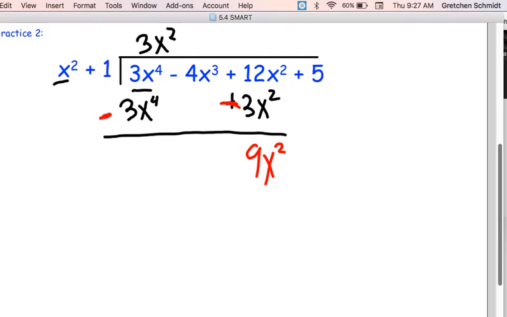And then here's the other weird part. You have to bring down things. What can we bring down? 5. Everything you don't use gets brought down. Positive 9x squared. So if you skip a spot, just make sure you bring down everything that didn't go away. Now you check again, x squared into negative 4x cubed.